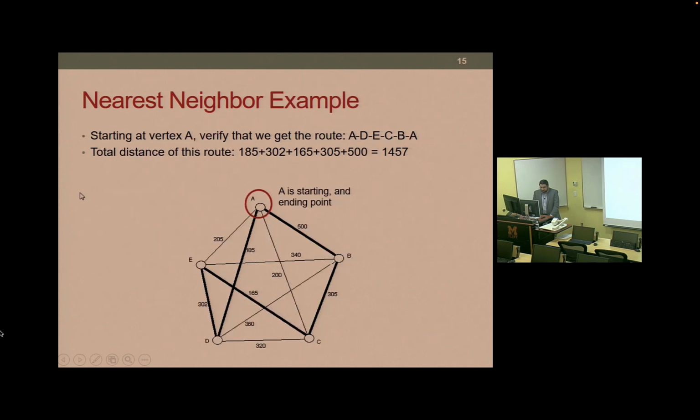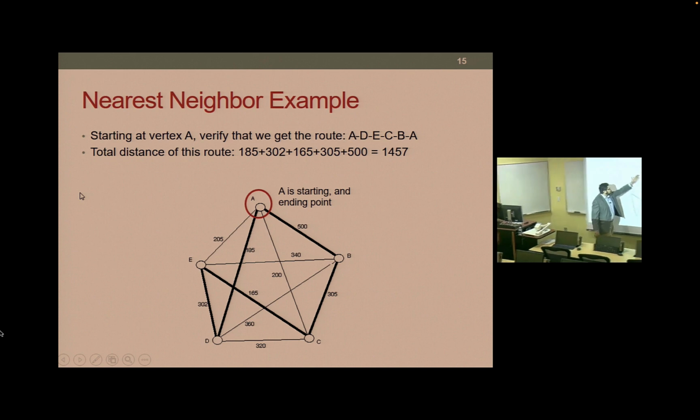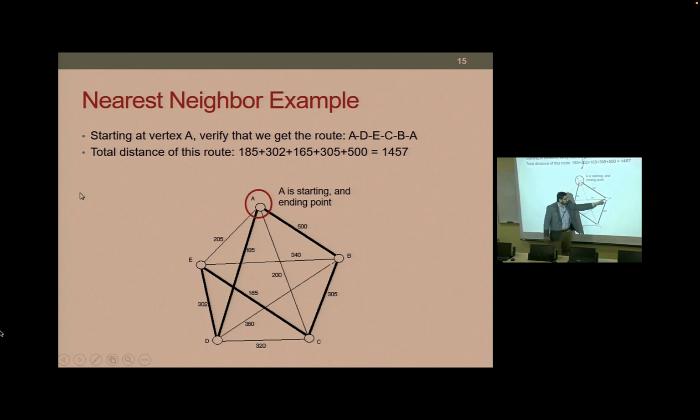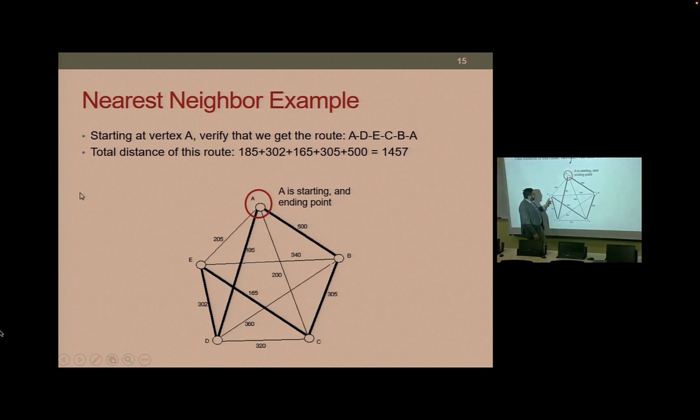So let's look at this example. We have 5 points, A, B, C, D, E. We have to visit all 5 points. We're starting at point A. So if you are starting at point A, you can look at which point is the closest to point A.